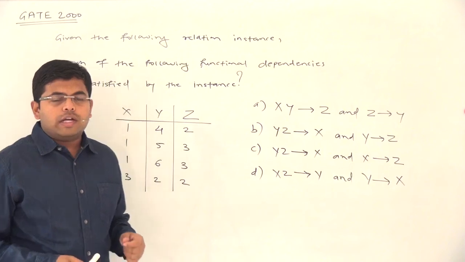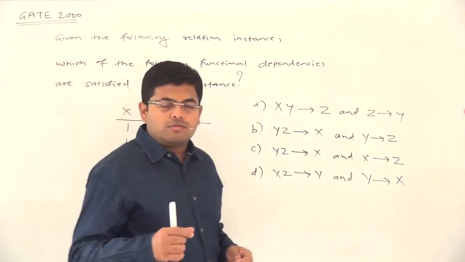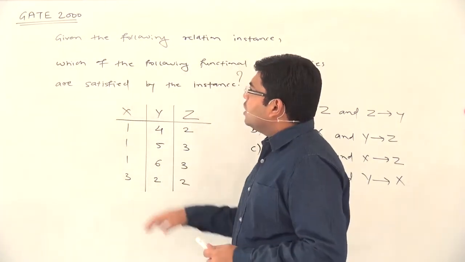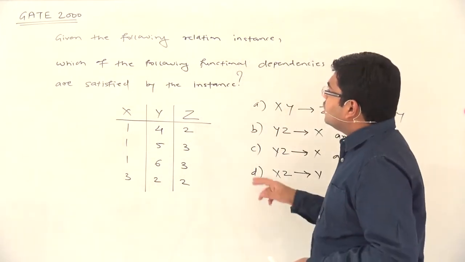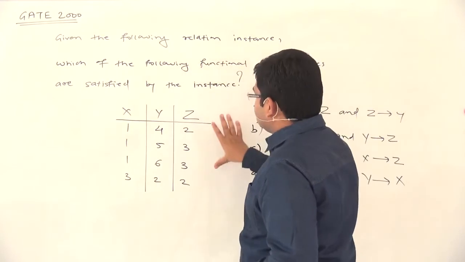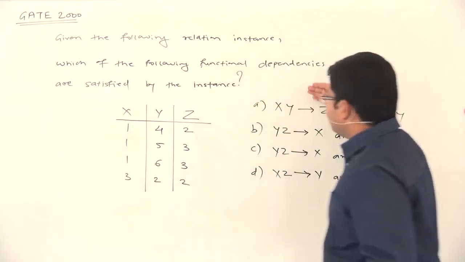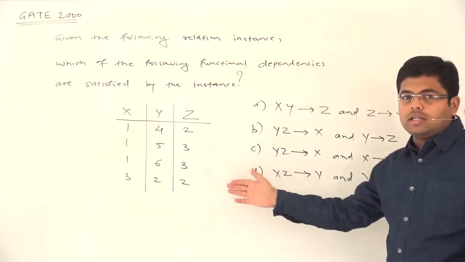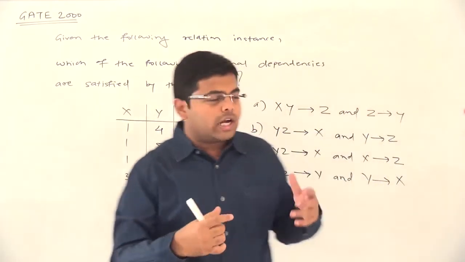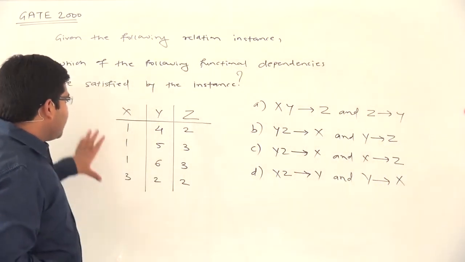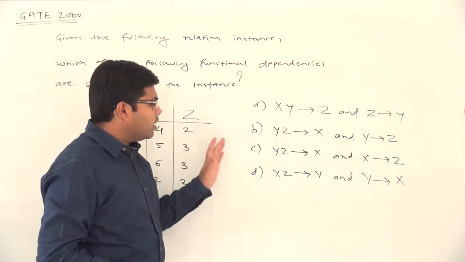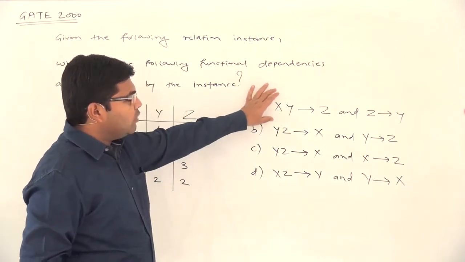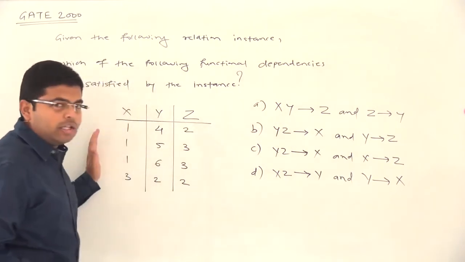In the last session we saw the basic fundamental concepts of functional dependency. Now let's solve a GATE 2000 question directly based upon FDs. The question is: given the following relation instance, which of the following functional dependencies are satisfied by the instance? One relation is given and 4 options are given, and we need to check which of the FDs in the options are satisfied by the instance or not.